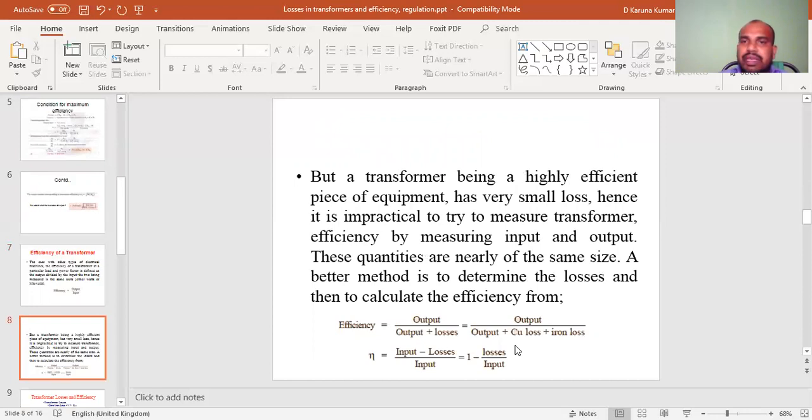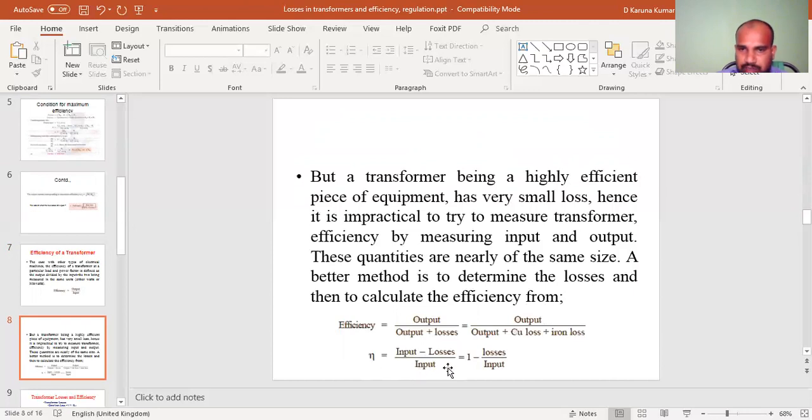A transformer, being a highly efficient piece of equipment, has very small losses, hence it is impractical to measure the efficiency directly, since input and output are nearly the same. Efficiency equals output by input, equal to output by output plus losses. Losses are copper losses plus iron losses. Otherwise, input minus losses equals output.